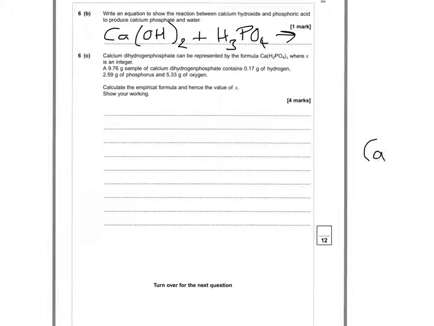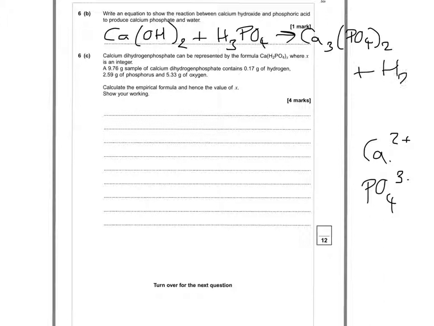Calcium is 2+. Phosphate, PO4. If it's got 3 hydrogens, that means it's going to have a 3- charge. So, we'd actually need 3 calciums and 2 phosphates to balance it out. So the formula of calcium phosphate is Ca3PO4 plus water. And then remember to balance it. 3 calciums in the phosphate compound there, so we need 3 there.